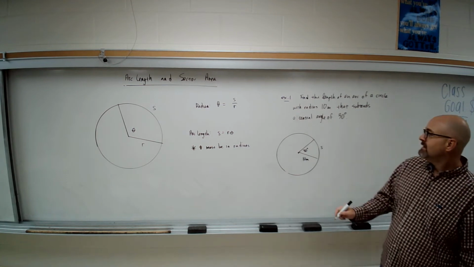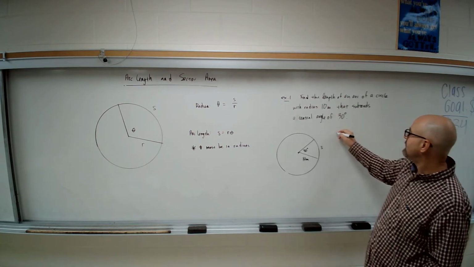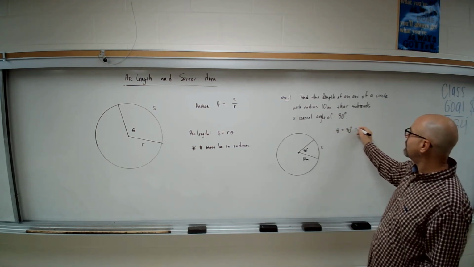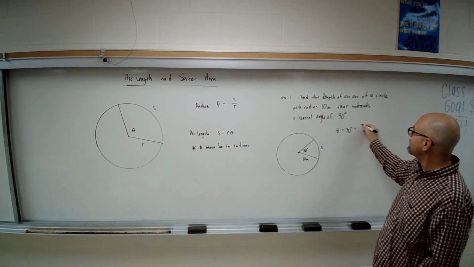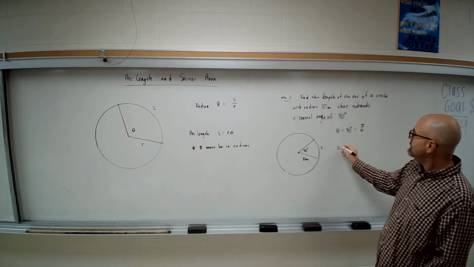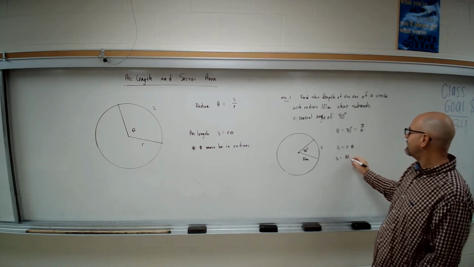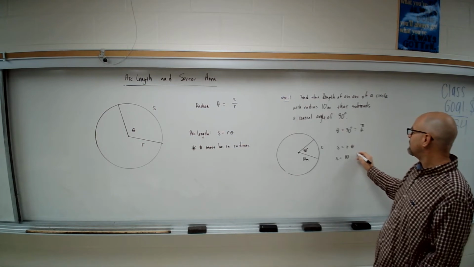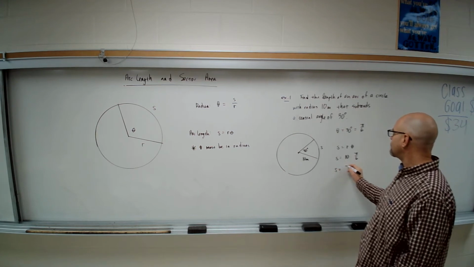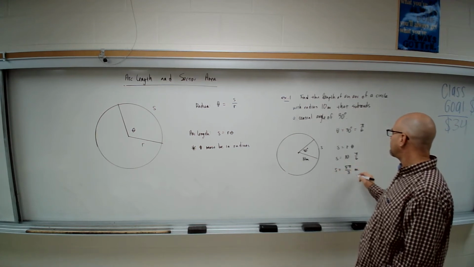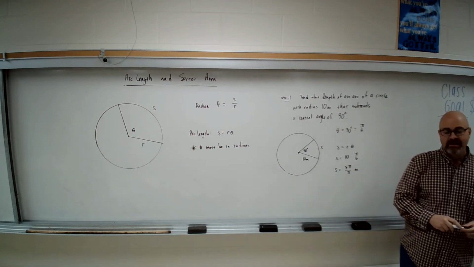So in this case, if we want to use this new arc length formula, which we do, the first thing we need to do is that we know theta is 30 degrees, but we need to convert that to radians. We should know that conversion, right? 30 degrees is pi over 6 radians. So then S is r theta. So that's going to be 10 times pi over 6. So the arc length would be, reduces to, 5 pi over 3 meters, exactly.